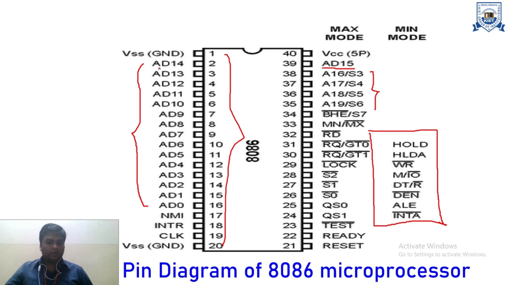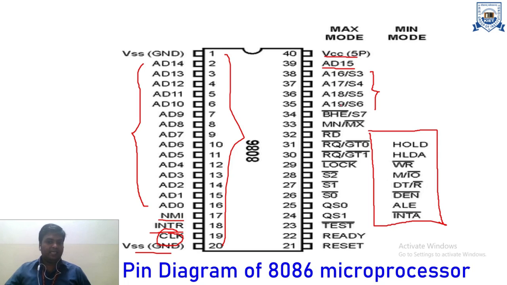VSS is for ground supply. The clock pulse is used to synchronize the internal components of the 8086 microprocessor. NMI is for non-maskable interrupt. INTR is for maskable interrupt, as I discussed earlier in the maximum mode pin diagram of 8086. VCC is for power supply.